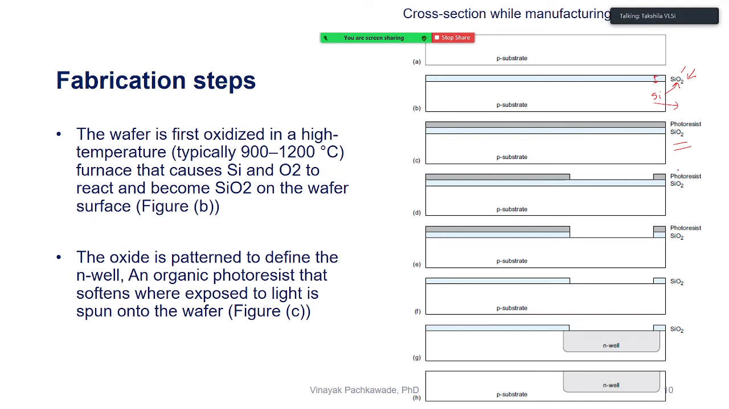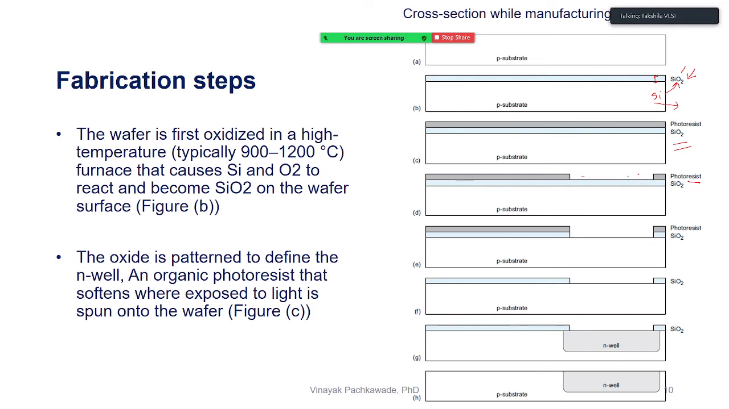Then I need to pattern the oxide to define the anvil. Why? I'm doing the patterning here because I want the anvil to be fabricated only in this area, not in some other area. This organic photoresist could be positive or negative, but just think of it as an organic photoresist. I will expose this photoresist, and in this particular area the photoresist gets softened, or it will melt away.